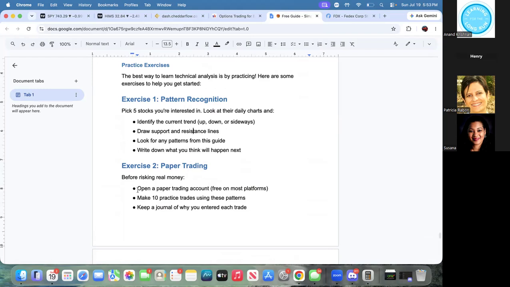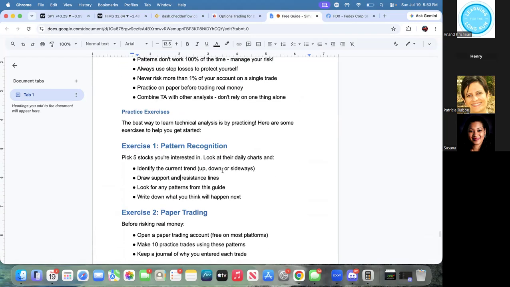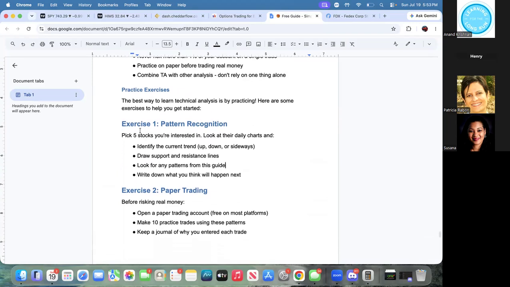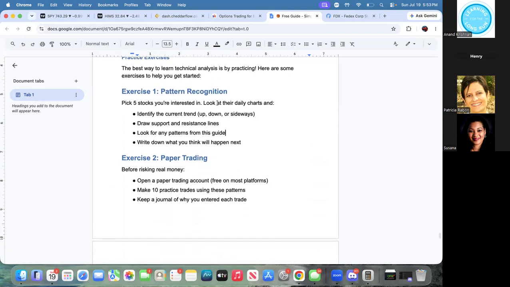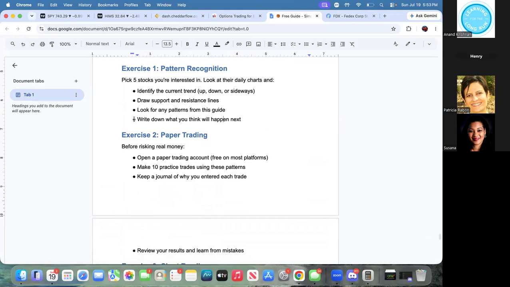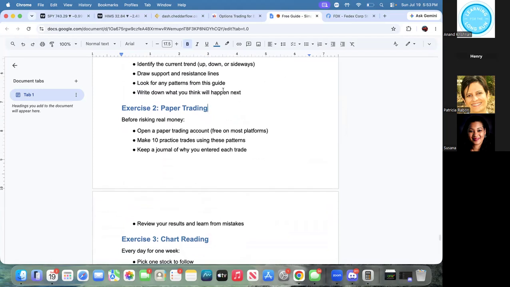It's going to add to your screen time, and it's going to help with your confidence in your trading. And practice with any patterns that you know from this guide. Some other exercises: write down what you think is going to happen. Write down, based on the price action, what you think will happen next. Group them up in tens. Out of 10, how many do you get right? How many do you get wrong? Most traders are going to get 50-50.